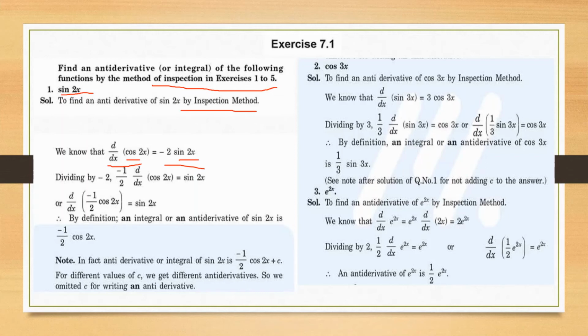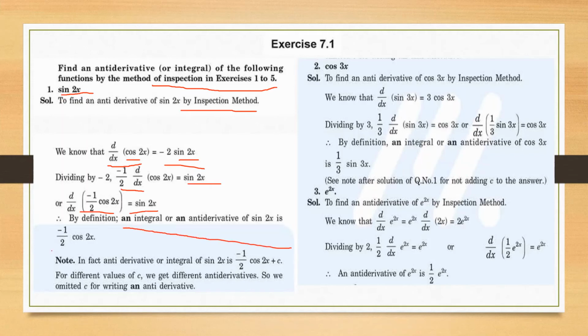Now divide both sides by minus 2. I'll get minus half d/dx of cos 2x is sine 2x. So take this minus half inside. So it is d/dx of minus half cos 2x equal to sine 2x. So that means by definition an integral or antiderivative of sine 2x is minus half cos 2x.